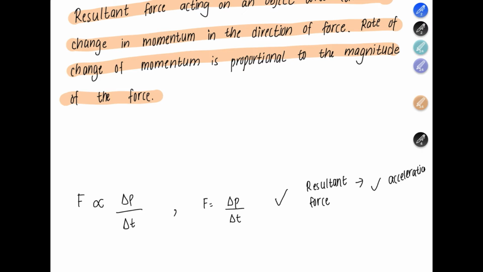Now whenever you want to remove this sign of proportionality, you need to include the constant of proportionality, but here it is 1. We'll write 1.